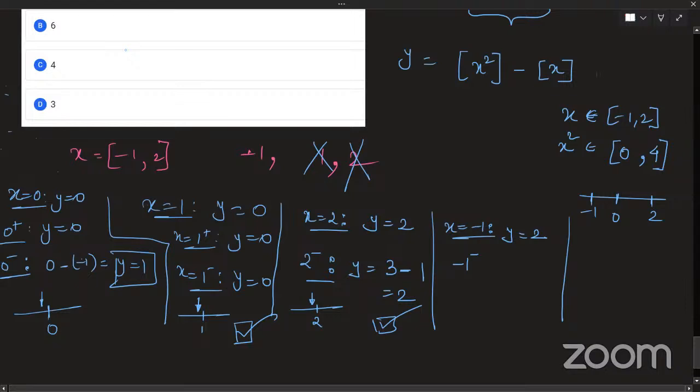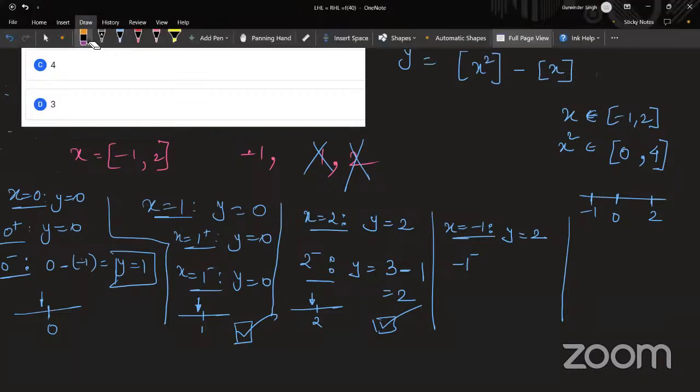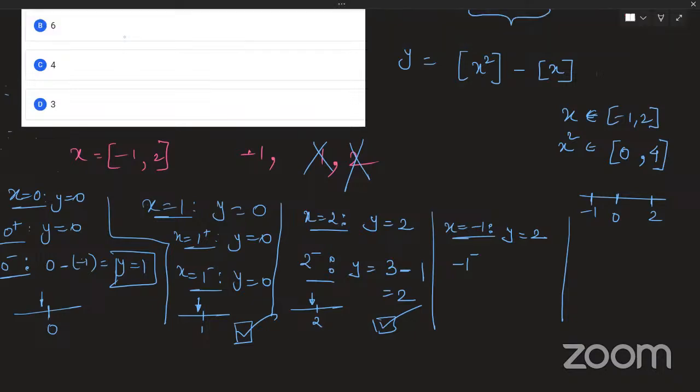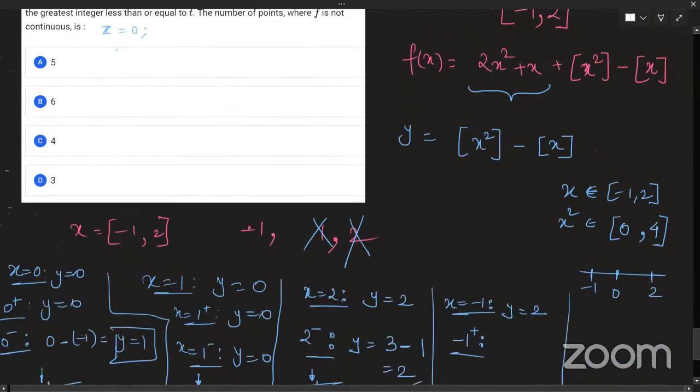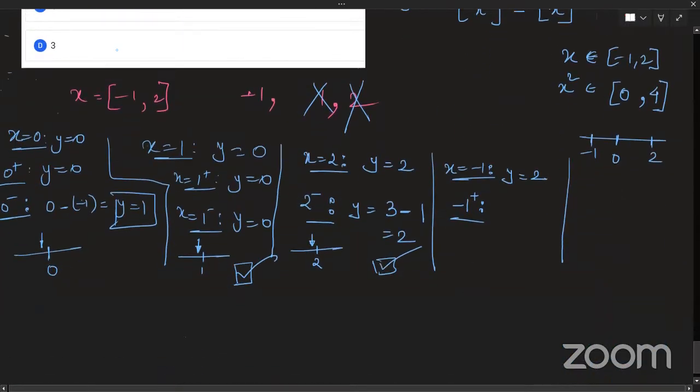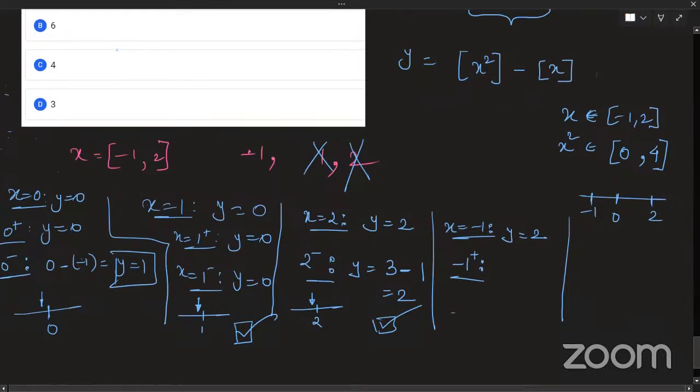Should I be checking for that? No, sir. Why should I not check for that? Sir, it is not a part of the domain. It is not a part of my domain, right? My domain ends at minus 1. Yeah. So a value that's just greater than minus 1.